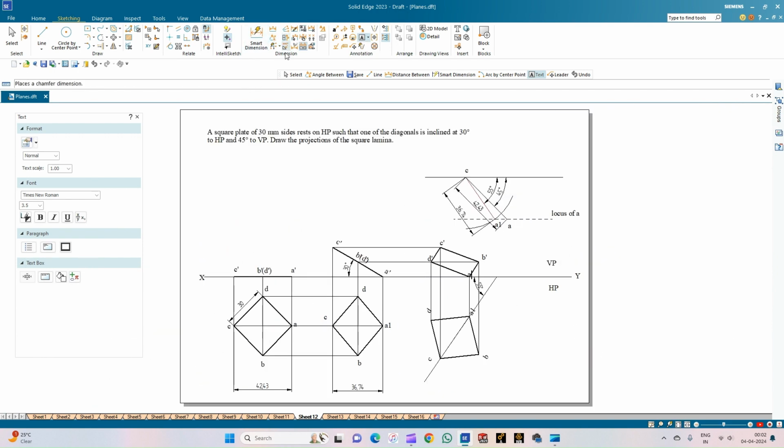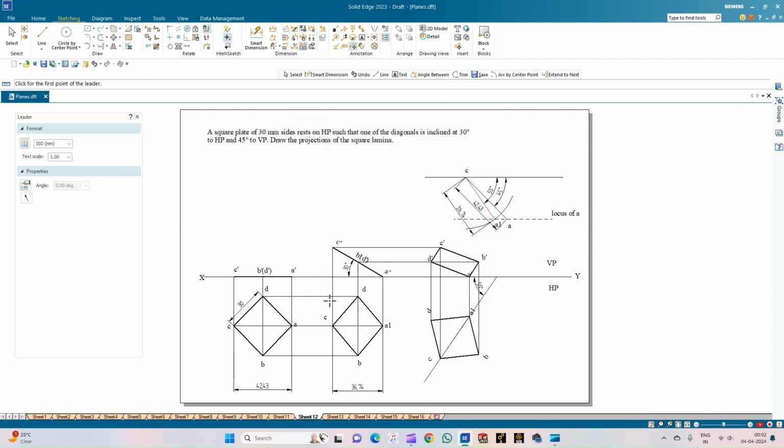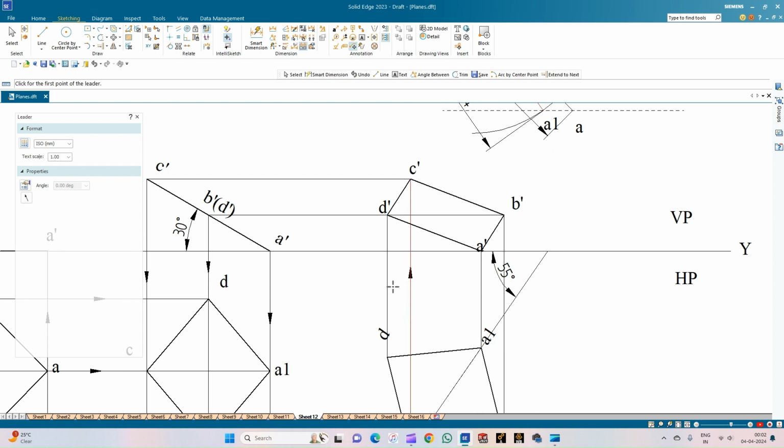So before we end up, we will just show the directions of the projection line using the leader option. So the direction here is upwards. Here it is down, and then from left to right, upwards, and here it is from left to right.